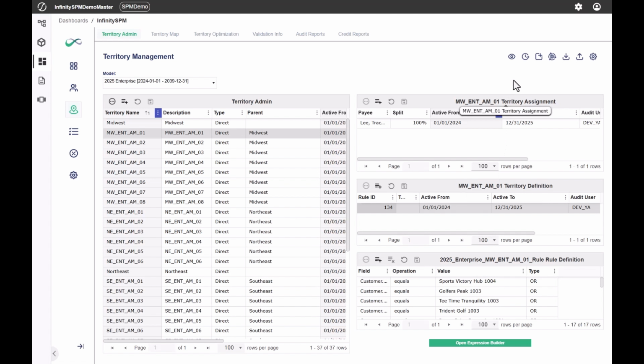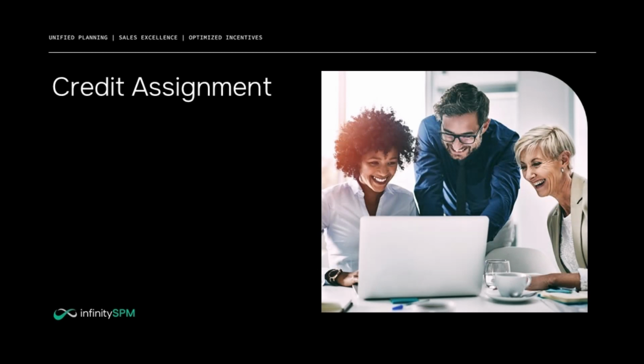So when we run this credit calculation process, which can be fully automated, it reads the current territory definitions and stamps each order accordingly. That credited result flows straight into the incentive side of the system. So instead of manual assignment and manual synchronization across systems, the whole thing is automated. And any errors and effort that come along with that credit assignment process are avoided with a unified system in infinitySPM.